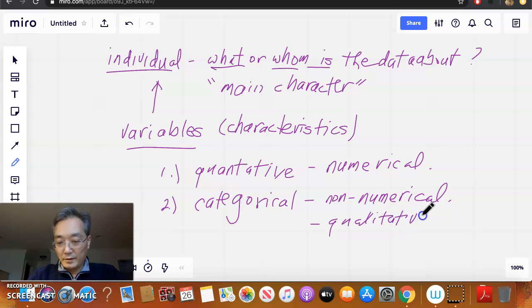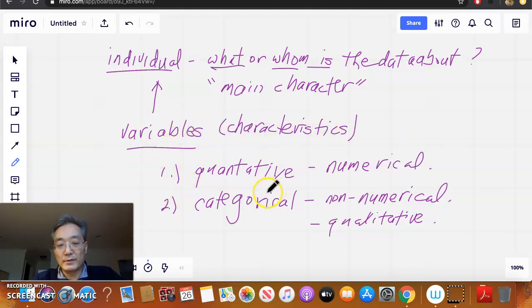Okay, so we'll start here. So individuals in data refers to what or whom is this data about? What's the main character of this data set? And variables refer to the characteristics of the individual. What are the variables of that individual? If we're talking about people, we can be talking about the heights or weights, eye colors, hair color, etc. Those could be the variables.